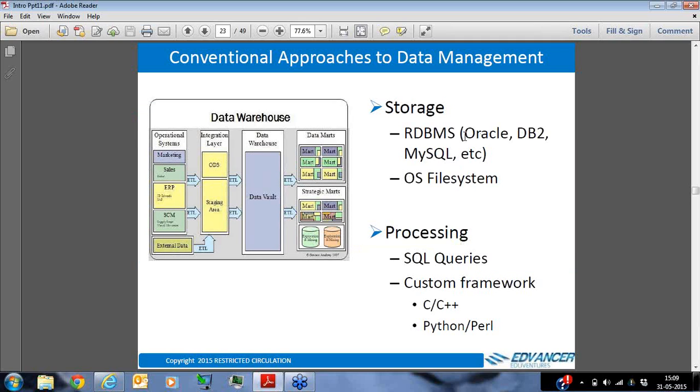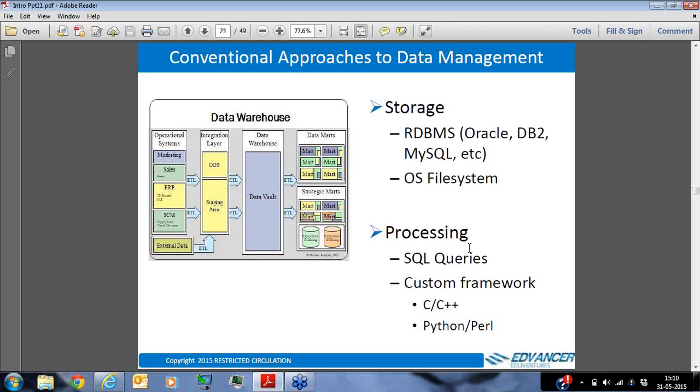The conventional approaches, which to a large extent are being utilized even today for storage, are your relational database management systems: Oracle databases, DB2, MySQL, etc. You can store a lot of data over there, or else you have the operating system file system, so you can store your data using Linux, Windows or Mac OS. You have a data warehousing system where all the data collected through various operational systems in terms of marketing, sales, finance, SCM, ERP is integrated together, put into a data warehouse and then consumed through various data marts. This picture here is the conventional way of storing data.